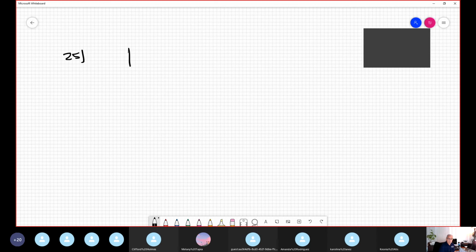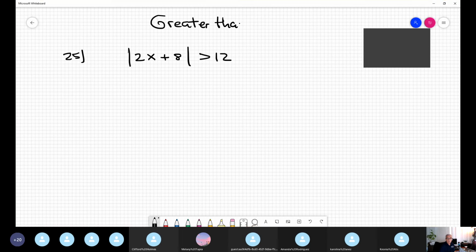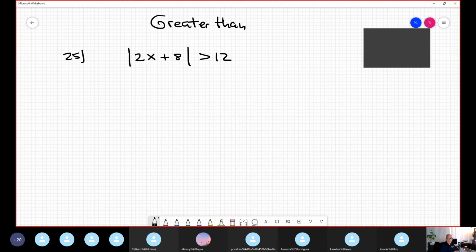25 is absolute value of 2x plus 8 is greater than 12. This is a greater than problem. Since it is a greater than problem, we have two pieces. Our interval solution, when I finish this, looks like that.